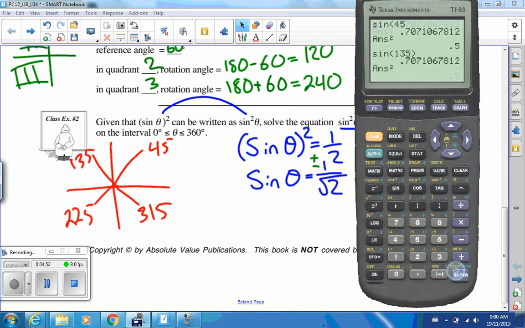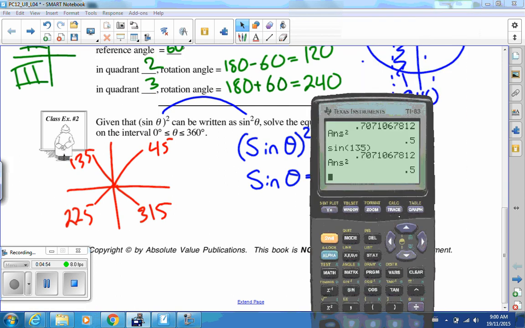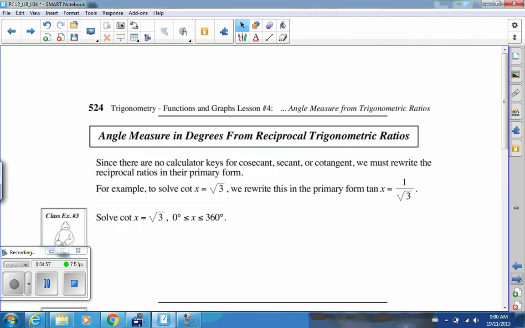Square it. Oh, look, that's 1/2 too. So I could confirm it for all of my values, just checking, which is really nice.